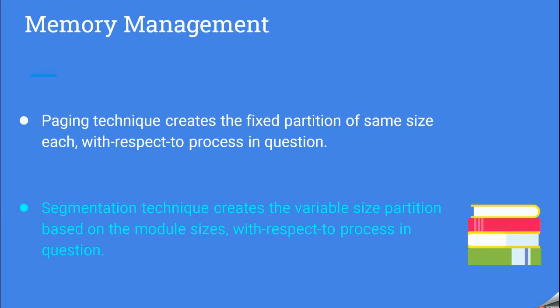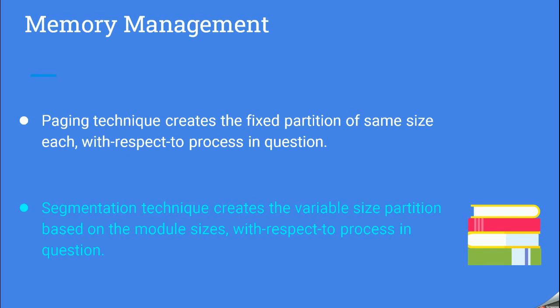Each entry in a page table will be pointing to a frame, and those frames will be there in main memory. So this technique is called paging. This is contiguous memory allocation. That means memory will be allocated sequentially.